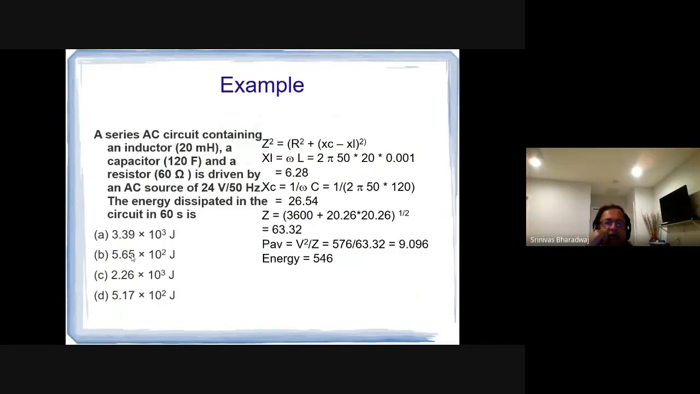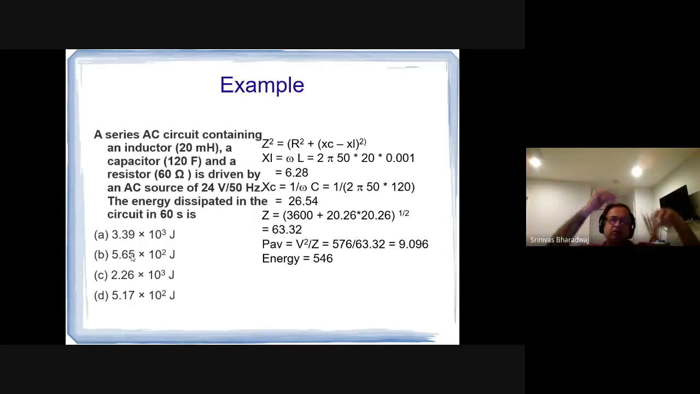XC is 1 over j omega C, and therefore we'll end up with 26, right? Now you have to subtract one from the other, XC minus XL. So it is more capacitive than it is inductive. So 26.54 minus 6.28 will give you 20.26. Then you end up with 60 square plus 20 square, and take the root of that, you end up with 63 for Z.